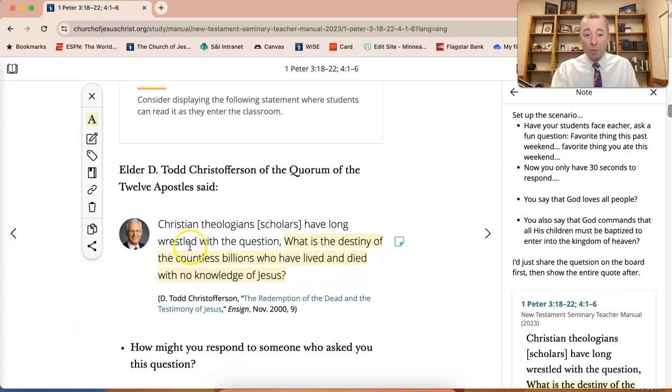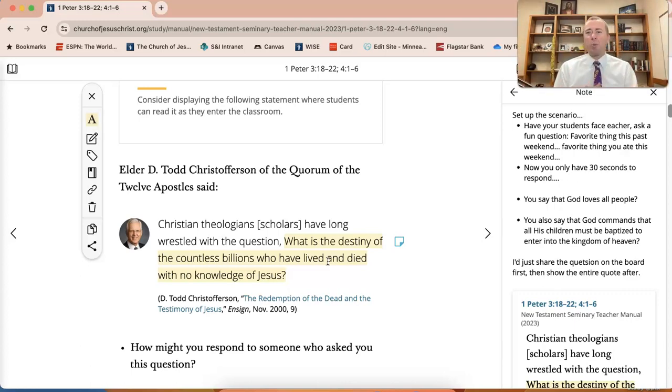So with this quote from Elder Christofferson, I'm not going to put that on the board quite yet. I don't want the quote. I just want the question. So we set up the scenario, we let them practice and do this twice. Have them switch sides with one not being a member of the church and then one answering for themselves.